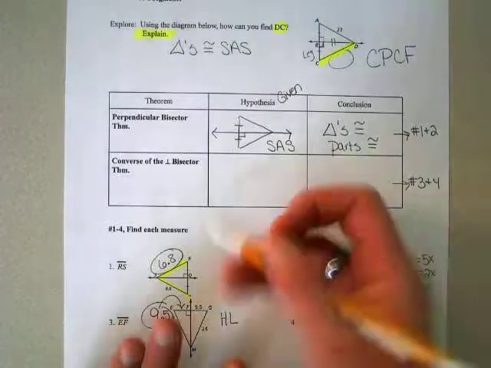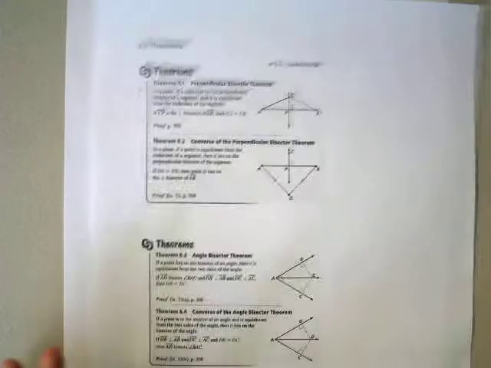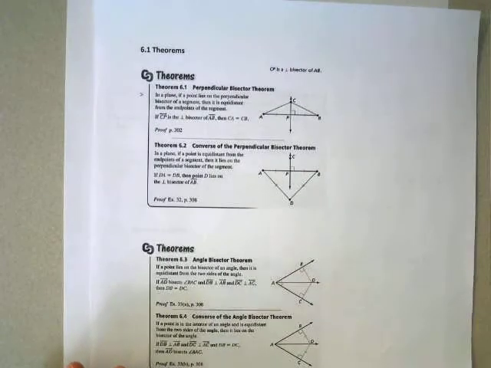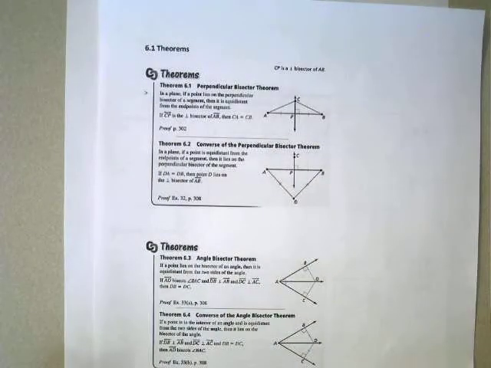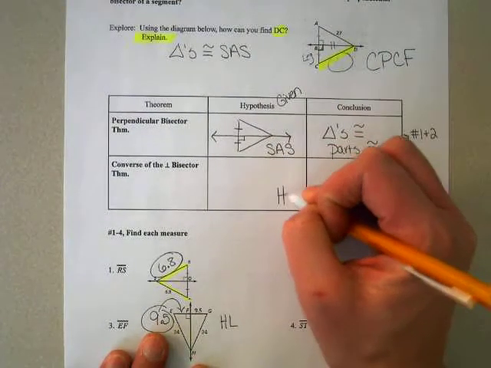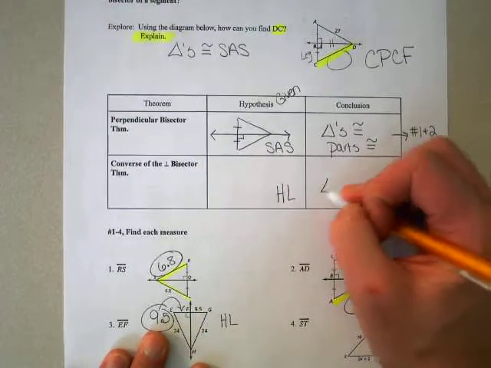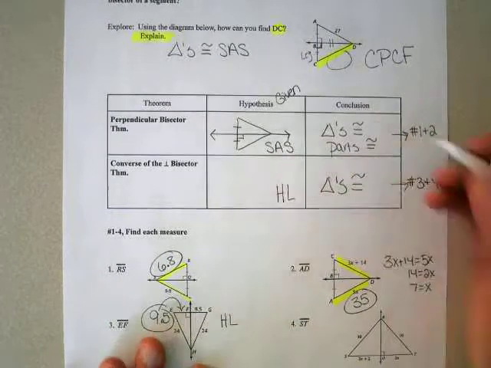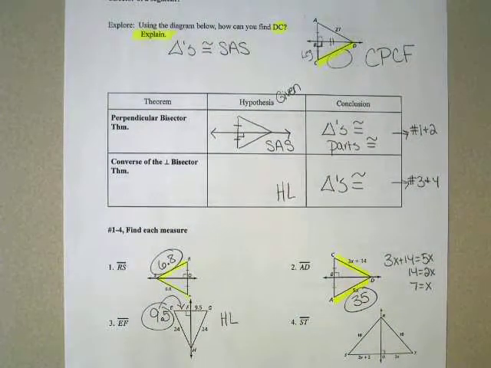So if you want, again, you can copy all this stuff down from the book, but I feel like you look at this stuff and you're like, I don't really know what that means. So really what they're telling you is you're given hypotenuse leg, so the triangles are congruent. Okay? So they're just switching properties on you.